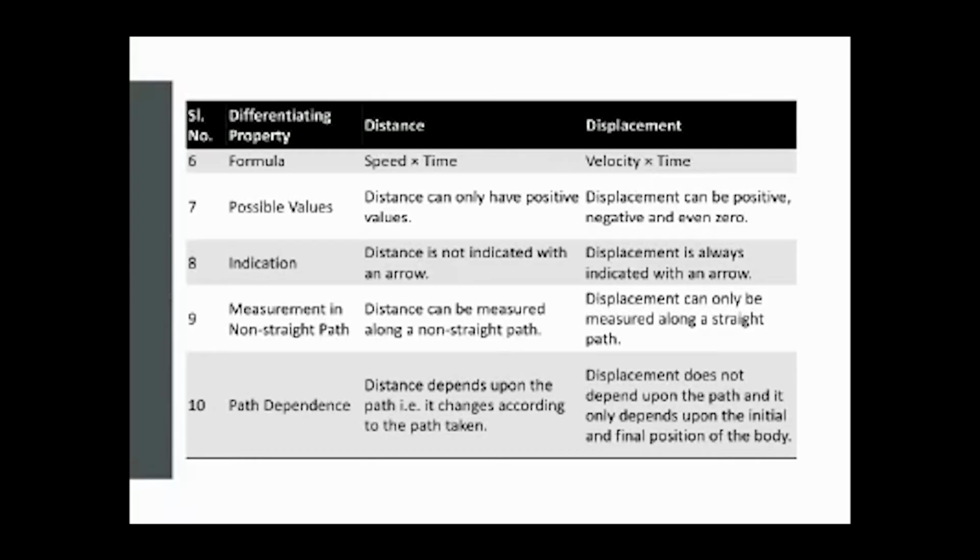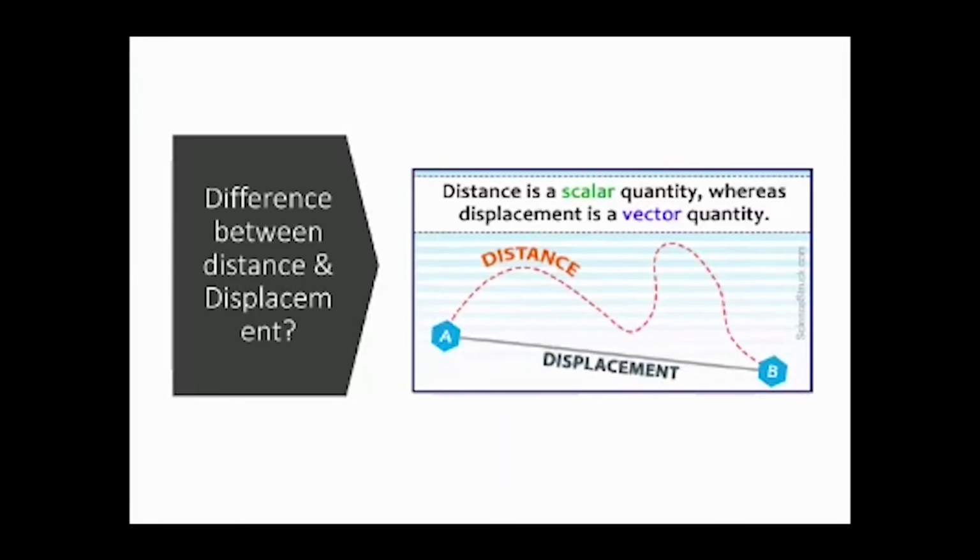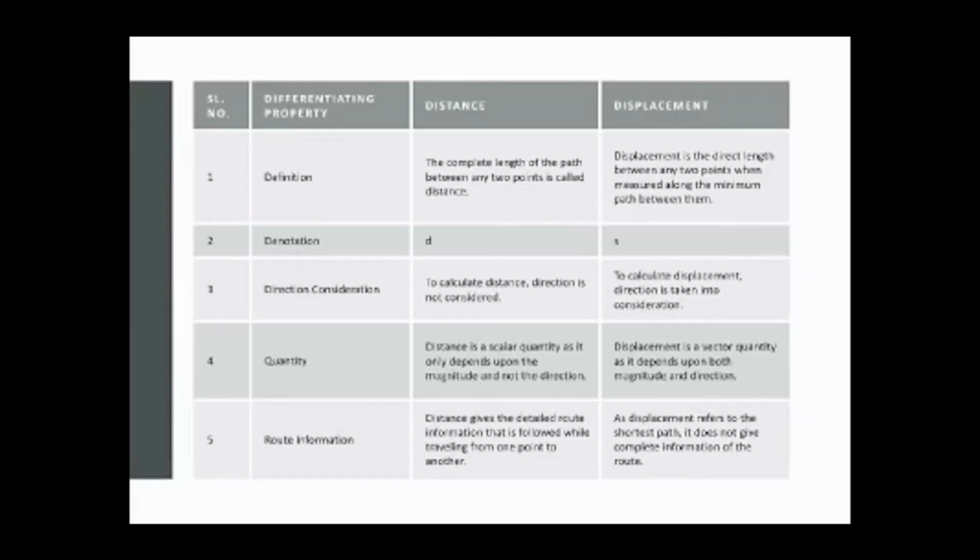Distance has only positive values, as you have never heard that I have covered minus 30 kilometers. I have covered 30 kilometers. Distance can only be positive, whereas displacement can be positive, negative or zero. Distance is not indicated with an arrow because it is a scalar quantity, with no vector included, whereas displacement is a vector quantity, so it needs an arrow for its representation.